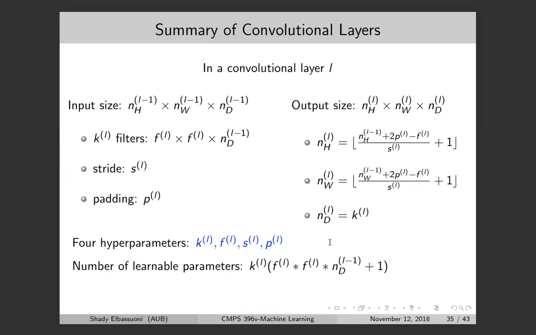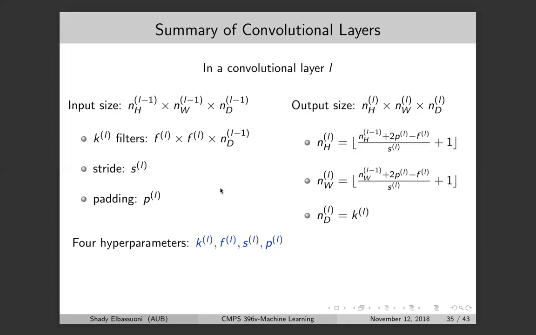Type the number of learnable parameters. Anybody can tell me? So these are the hyperparameters, but what are the weights? Number of weights per layer. How many weights are there? The W. Size of the filter. It has something to do with the filter.